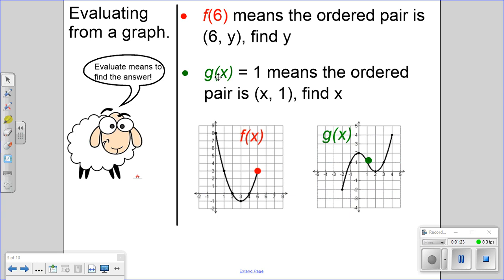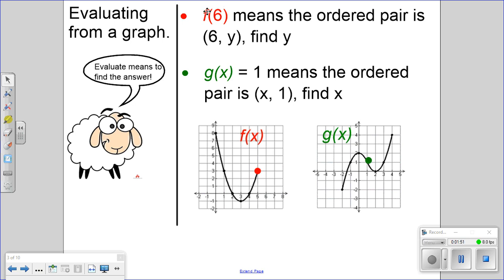But if it says g of x equals, or f of x equals, if the number is outside, then this represents our y. And so now we're looking at the y value. And the thing to note with the y values is a lot of times the y values can have multiple x's. So for this particular case, when y is 1, x is -1, x is 1, and x is 3. So we have three x values here that go with this one.